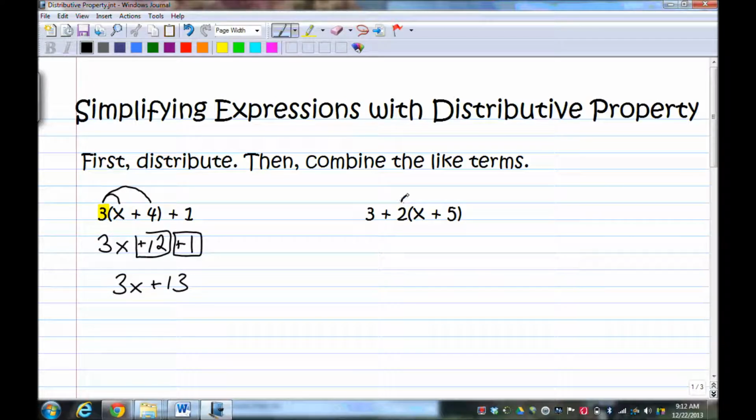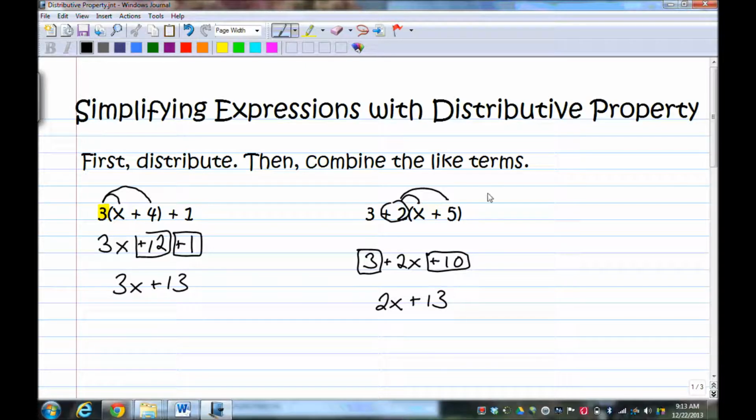Here I'm distributing the 2 to everything on the inside, and I am distributing a positive 2. So I have the 3 is the same. That's not going to change out in front. Then I have positive 2 times x gives me positive 2x. Positive 2 times this positive 5 gives me a positive 10. My like terms, I have a 3 and I have a positive 10, gives me 13. But remember, I'm going to write the variable first, 2x plus 13. That's pretty cool, don't you think?